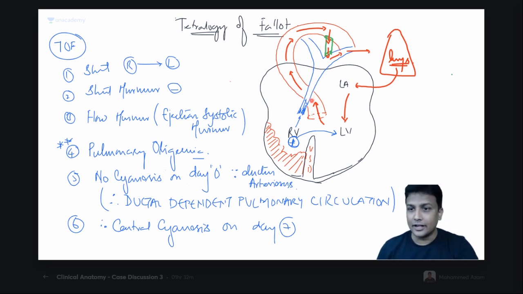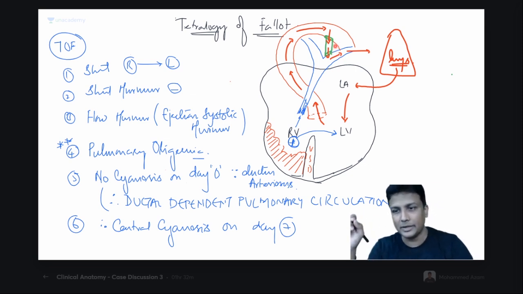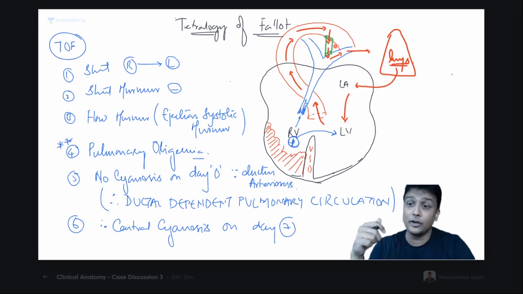Right now, you start from the shunting. Shunting will be occurring from right to left. Why? Because the pressure will be more on the right side. And will there be a murmur? Yes, the shunt murmur will be negligible, but yes, there'll be a flow murmur. Ejection systolic murmur will be present there, because of the stenosis there, less amount of blood is going to the lungs, pulmonary oligemia. And what about cyanosis? Will it be there or not? It will not be there on day 0. Why? Because there will be ductus arteriosus present. That is known as ductal dependent pulmonary circulation. Cyanosis will occur on day 7.